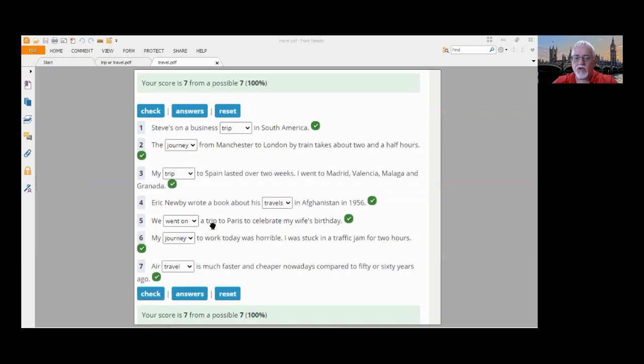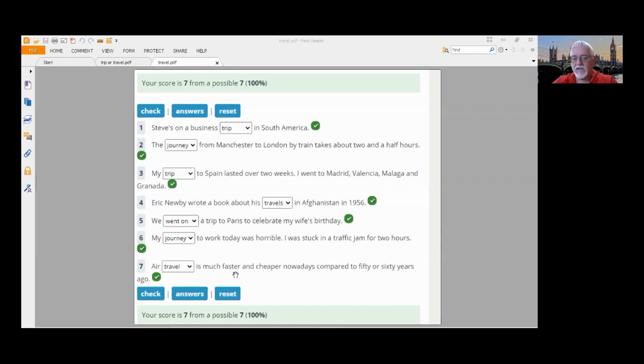We went on a trip to Paris to celebrate my wife's birthday, okay? We would never say we traveled a trip. We went on a trip because we have the noun already here. My journey to work today was horrible. I was stuck in a traffic jam for 2 hours, okay? And here we use the word travel, and it's being used in a general concept, yeah?